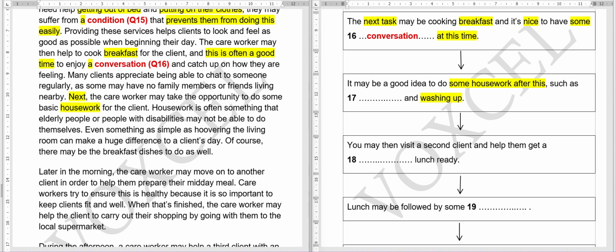Okay, time's up. Now I'm gonna write the answer here and see if you were able to find out the correct answer or not. And the answer is hoovering. Let me mark the answer here. Here it is.